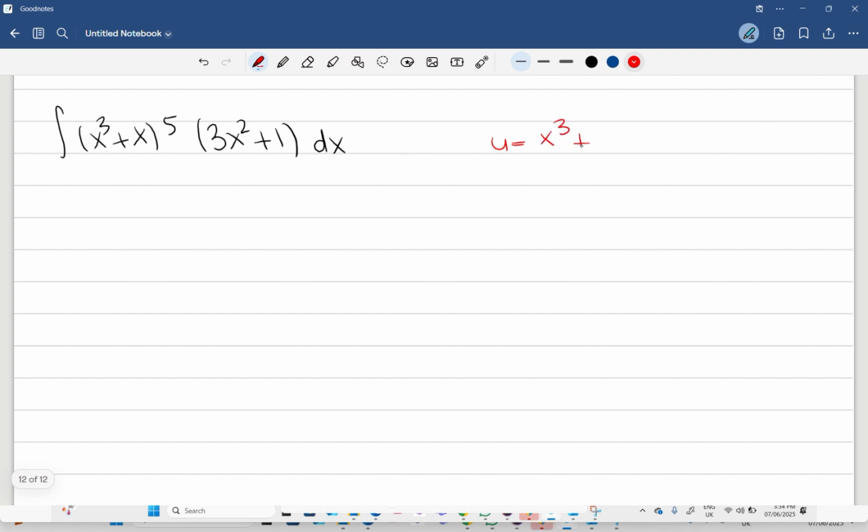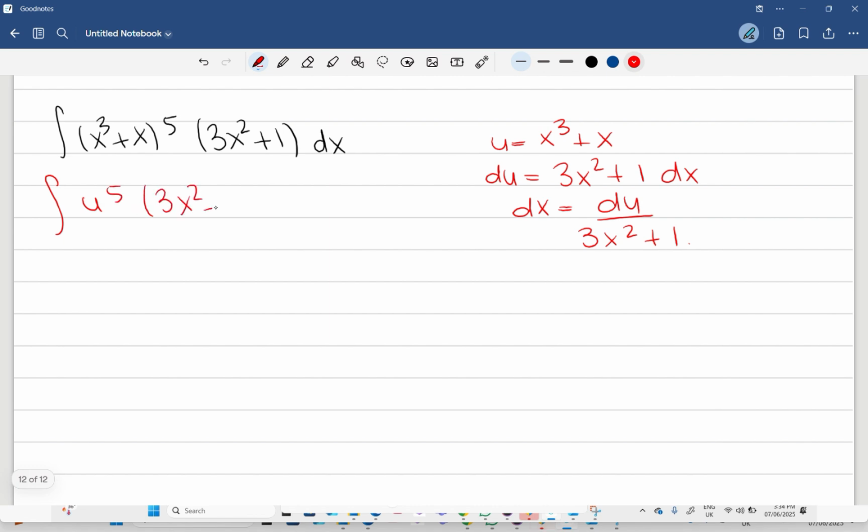So x cubed plus x, my du is going to be 3x squared plus 1 dx. Then I'm going to find my dx, which is just du over whatever is next to the dx, 3x squared plus 1. Now I'm going to rewrite this, u to the power of 5 times 3x squared plus 1 multiplied by, we found dx to be what? Du over 3x squared plus 1. Now my 3x squared plus 1 and 3x squared plus 1 are going to cancel, so I'm going to be left with integral u to the power of 5 du.